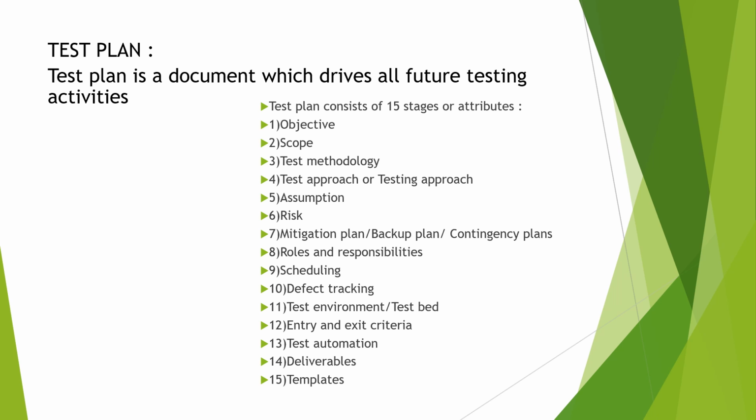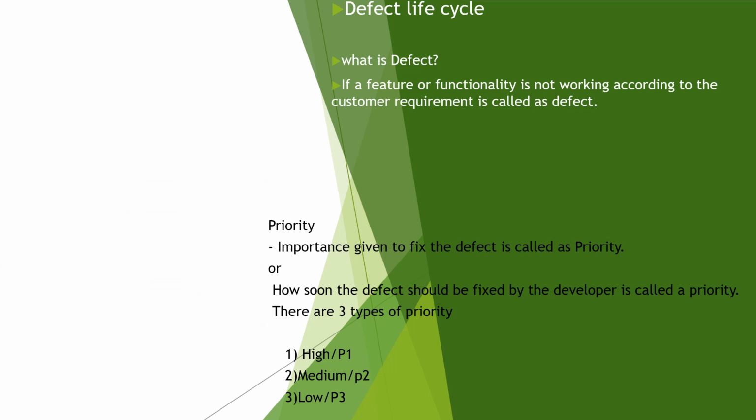In that, we have objective, scope, test methodology, test approach, assumption, risk mitigation plan or backup plan, roles and responsibilities, scheduling, defect tracking, test environment, entry and exit criteria, test automation, deliverables and templates. So you guys got to know that something is there, okay? I mean, you guys know some technical words over here. Let us see one by one how we will be planning to teach you guys, okay? So let us move to the next slide.